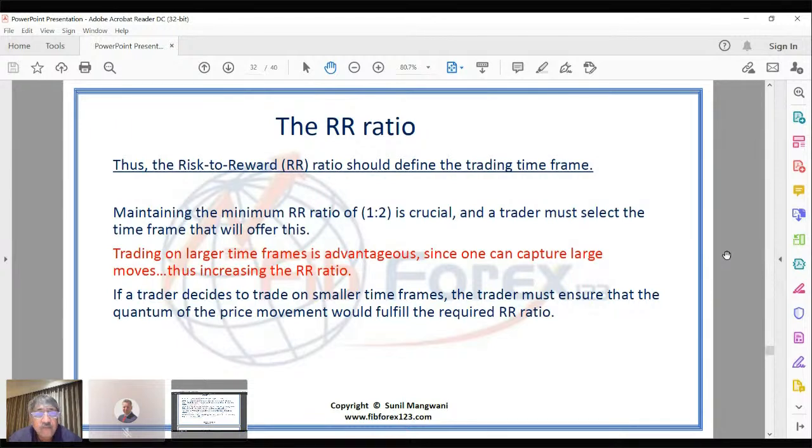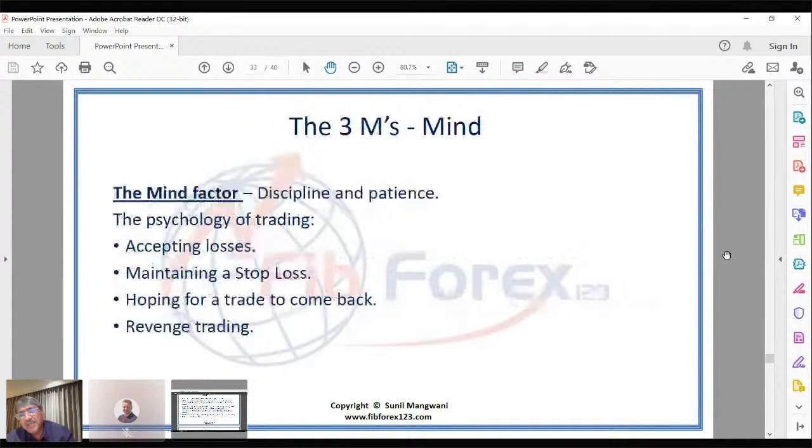All right. Now, going over, this was the money part. Let's go over the other important parts. So this is your mind factor. I'm not going to go over this too much because I'm running out of time. So mind factor for me is just discipline and patience. On my website, I have a saying: trading requires the discipline of a soldier and the patience of a saint. And it's actually a fact.